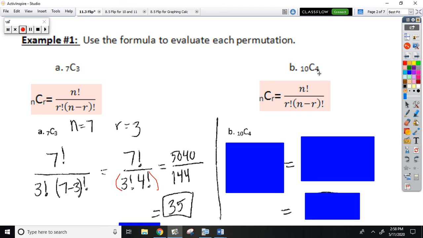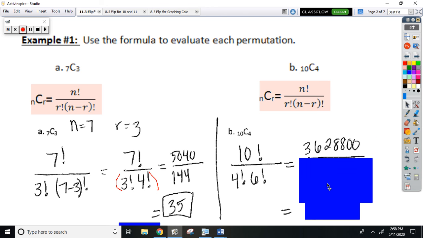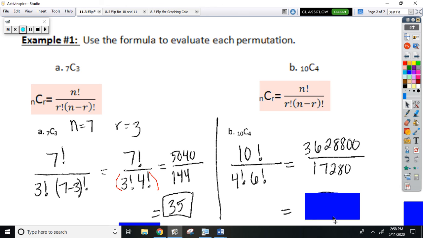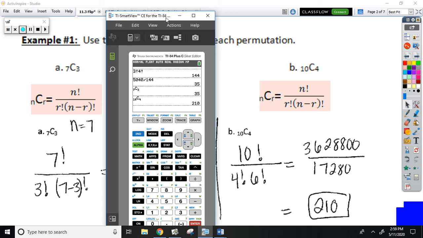We can see in this case, N is 10, R is 4. Plugging those into our formula, we get 10 factorial over 4 factorial times 10 minus 4 factorial, which would be 6 factorial. Perform the top, we'll get this number. Perform the bottom, we'll get this number. Lastly, divide them to get 210. Remember the shortcut on the graphing calculator too? You can press second enter to recall what you typed last, and then type over. The 7, make it into a 10, and that 3, make it into a 4. We should get 210, which is the same answer. Perfect.